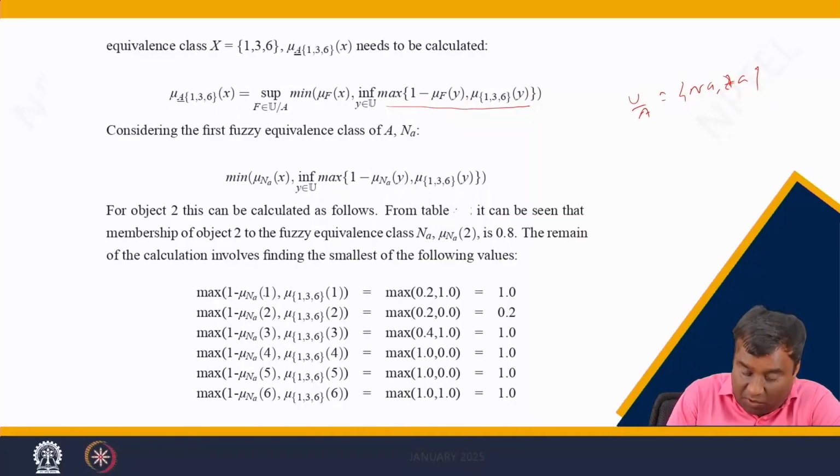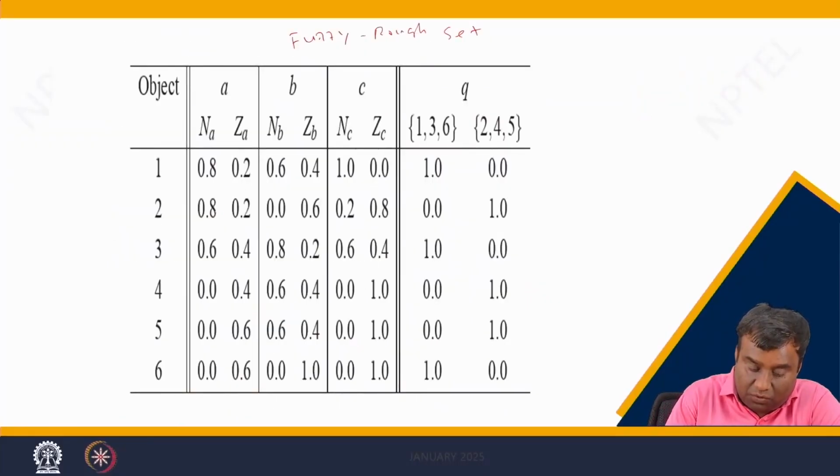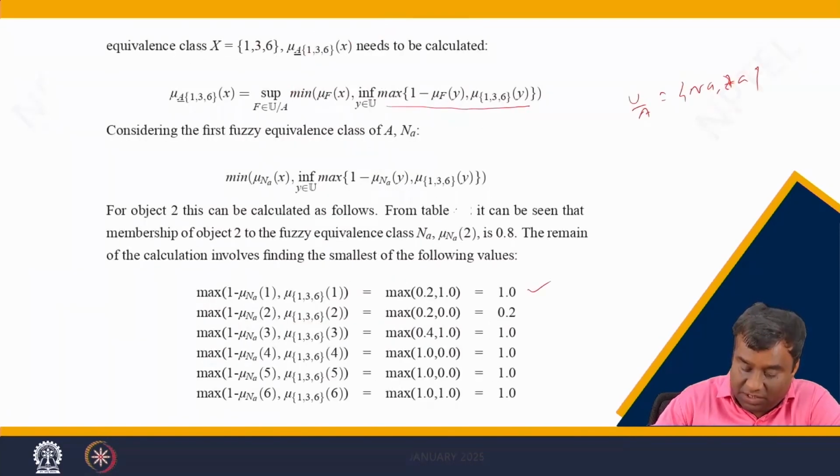So the maximum of 1 minus mu 1, so you know mu NA is 0.8, so it is 1 minus 0.8 means 0.2, and this value is 1.0. So the maximum is 1.0. For attribute 2, NA2, check the table, NA2 is also 0.8, so this is 0.2, and this value is 0, so the maximum value is 0.2. Similarly here also 0.4 and 1.0, the maximum is like that. So here you can check, this is the infimum value of these things.